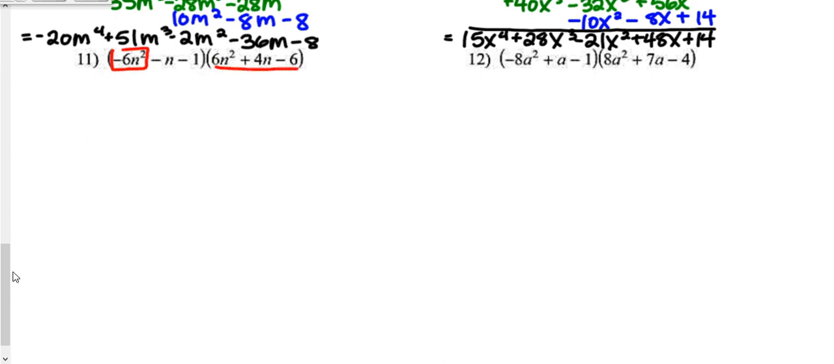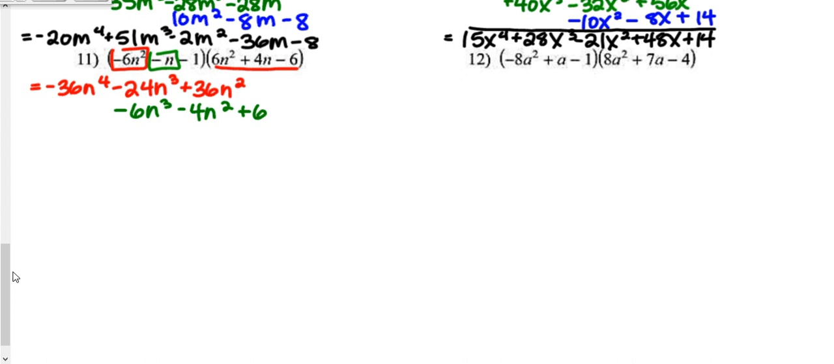I'm going to distribute a negative 6n to start off with, so that would be a negative 36n to the fourth minus 24n to the third plus 36n squared. Then I have a negative n I'm going to distribute, so it's going to start with a negative 6n to the third minus 4n squared plus 6n.